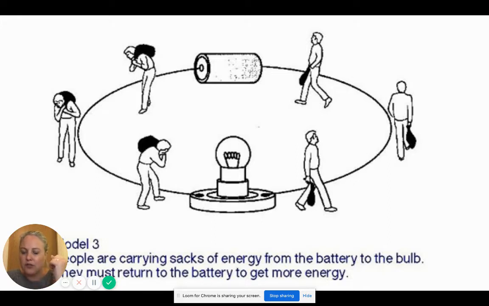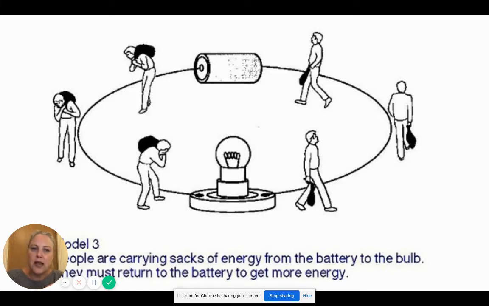So think back to chemistry, electrons on the outer shell of atoms, what charge electrons have. They've got a negative charge. See how it's starting to link with other concepts you've learned? Those electrons are flowing around the circuit. So those little electrons you can see in this model are carrying sacks of energy going from the battery to the bulb. It delivers all that energy to the bulb.